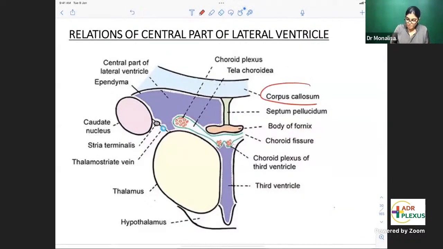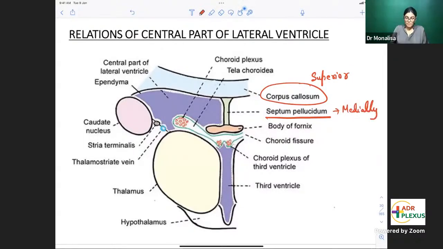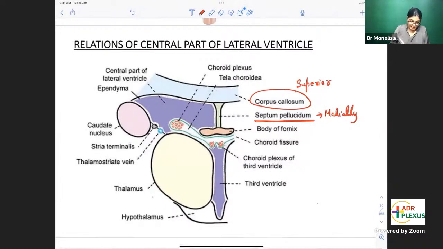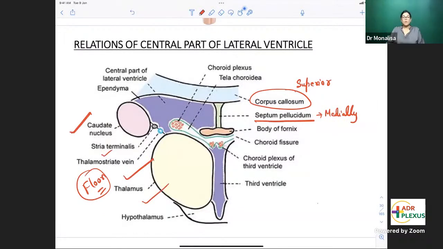It is related superiorly with the corpus callosum. Medially, it is related by the septum pellucidum. Inferiorly, if I talk about its floor or inferior relation of the body or the central part of the lateral ventricle, it is related with the caudate nucleus, stria terminalis, thalamus, and striate vein. So this is the relation of the central part.